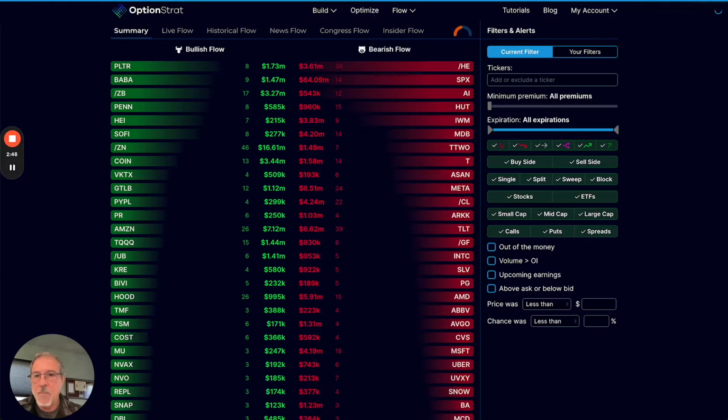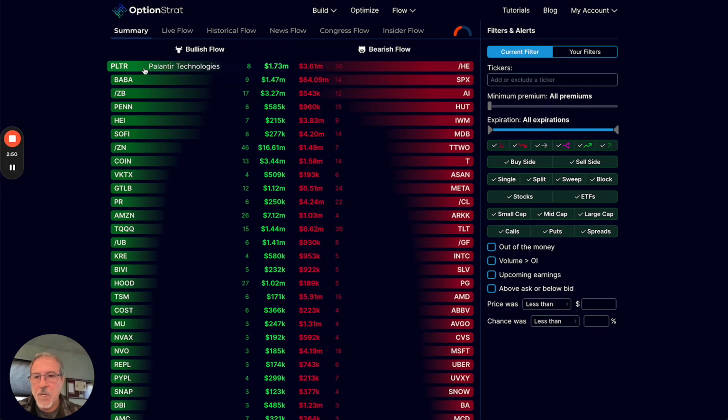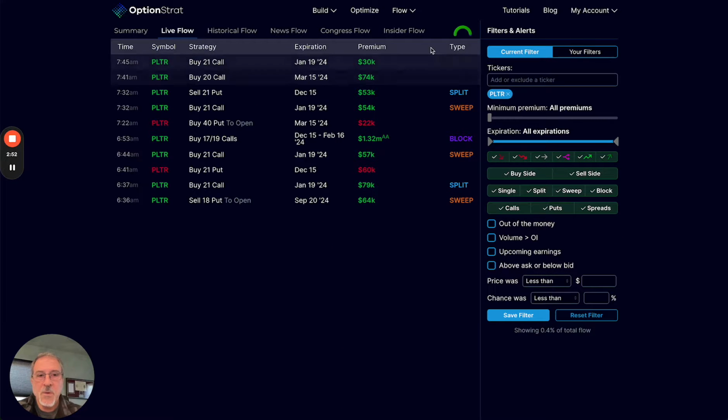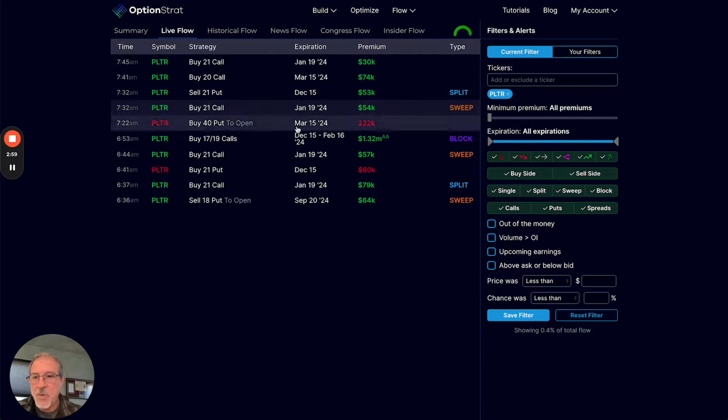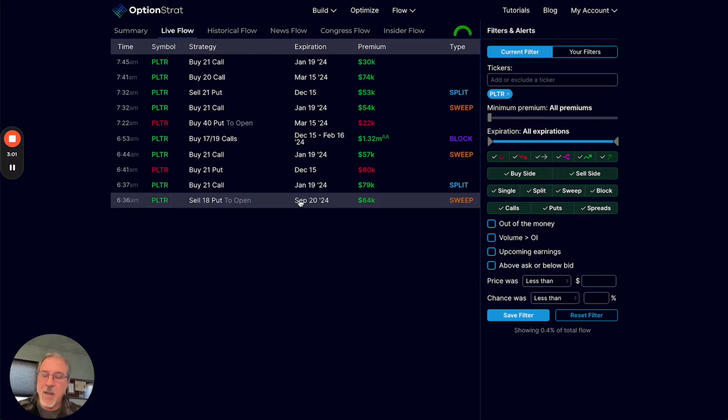Let me back up now and let me look at Palantir. I looked at this earlier. You can see extremely bullish on Palantir. Now, these are some of the many trades going through. Palantir is a little more what I might call fringe than an Amazon, or it's not quite the meme stock that a Coinbase is. It's a good solid stock, appears to be a good solid company.